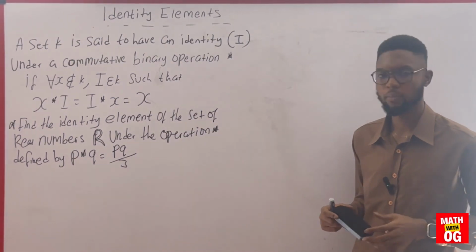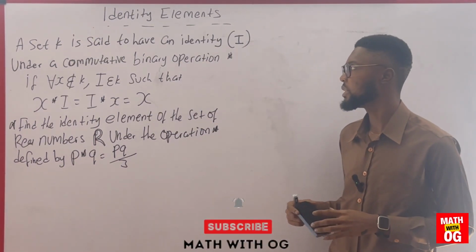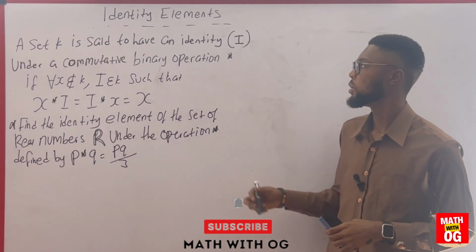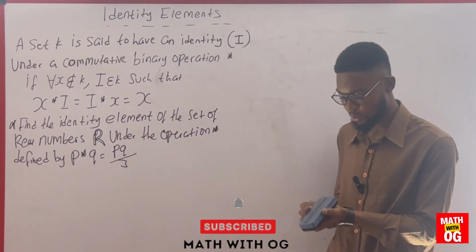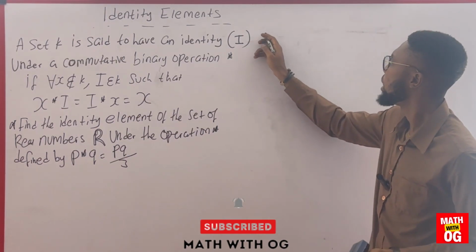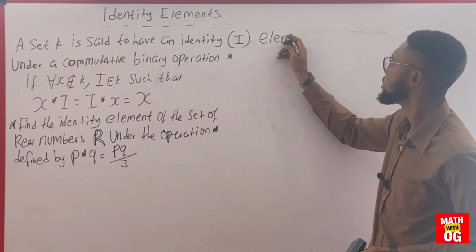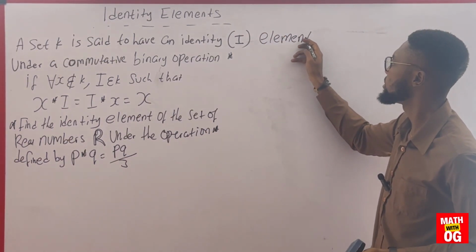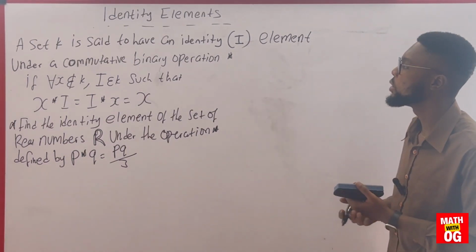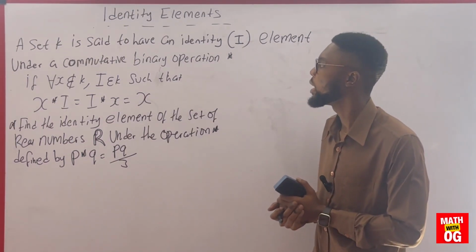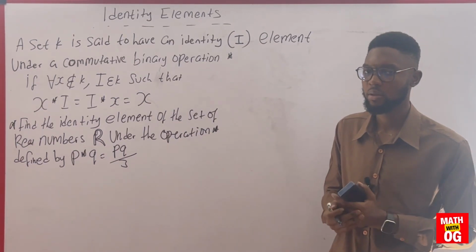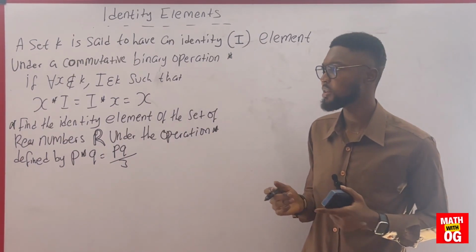Now let's move on to identity element. A set K is said to have an identity element. From this first statement, you can see that not all operations have an identity element.